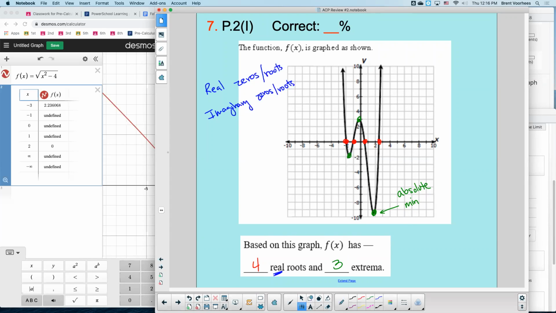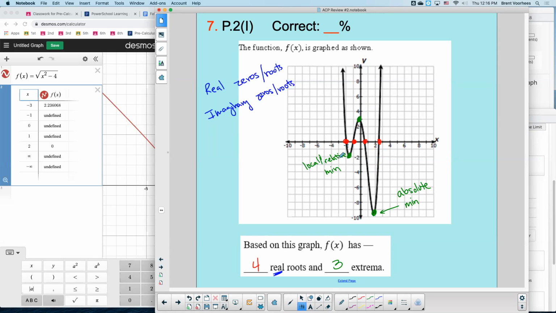This minimum is different because it's not the lowest. You could call it a local minimum, or sometimes we call it a relative minimum. They can use either adjective. So if you ever see that, that's all it means. It means it's just a minimum, but not the lowest part in the whole graph. This right here would be a maximum.